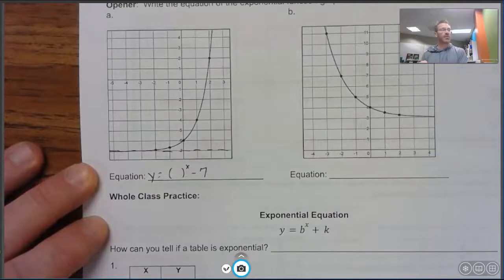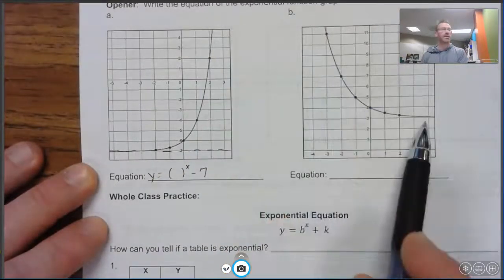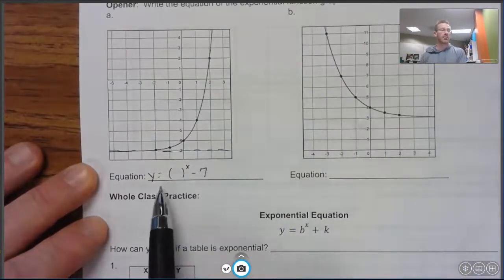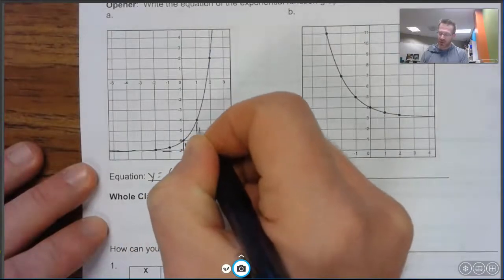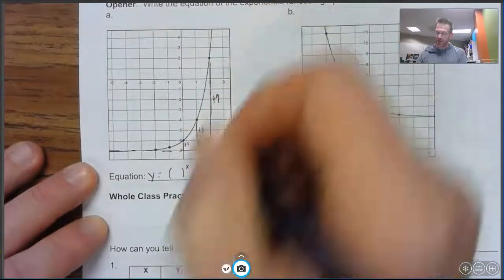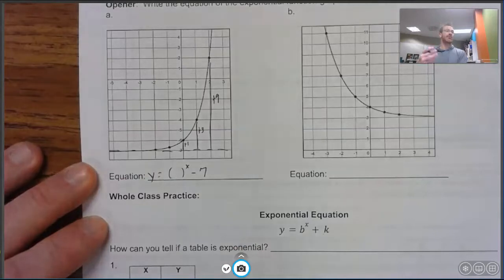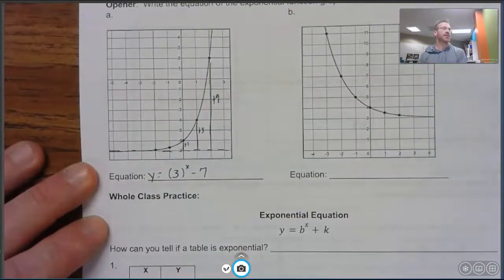Now, the other thing is I need to know if it's going uphill, which this one is, or downhill, like this one is. That tells me my b value is going to be either bigger than 1 or less than 1. If I look at how these changes are occurring here, I go 1, 3, 9. I'm increasing by multiplying by 3, so there's my base. So that's 3 to the x and then -7.